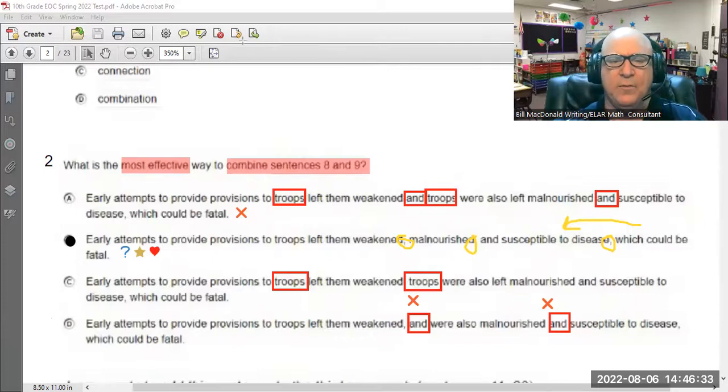It's got the three items. Have your kids do some sort of proving their answer, and again, it could be something as simple as, here's my three items: they were weakened, they were malnourished, and susceptible to disease. And then it's got the phrase, the "which" word always means that you're writing a phrase that supports something that you just wrote or something that you just said. So that's what I would say would be the best way to combine sentences.